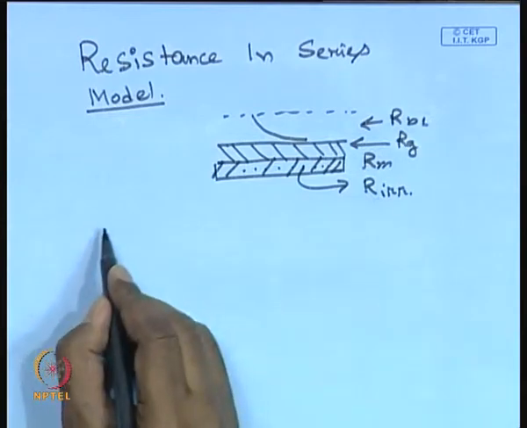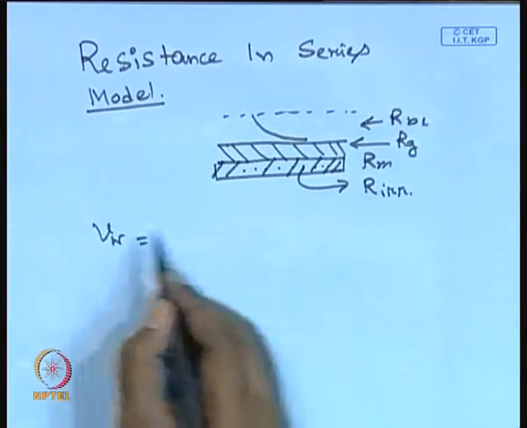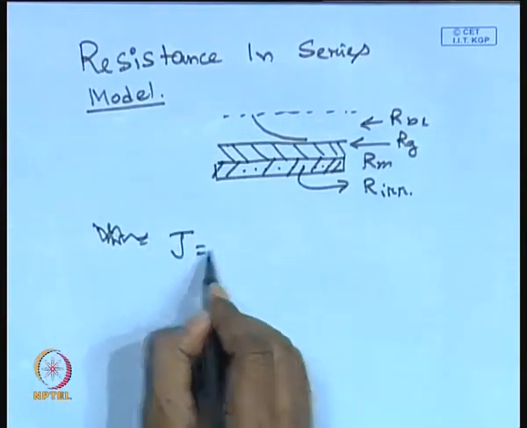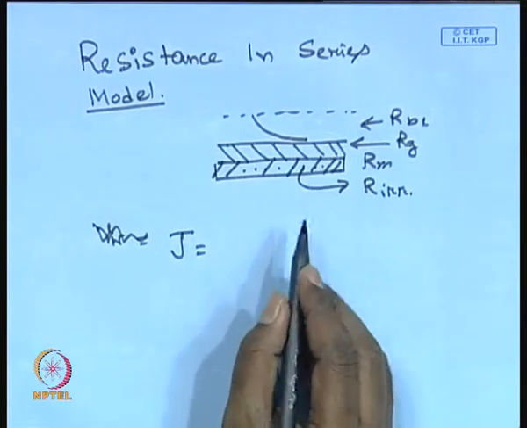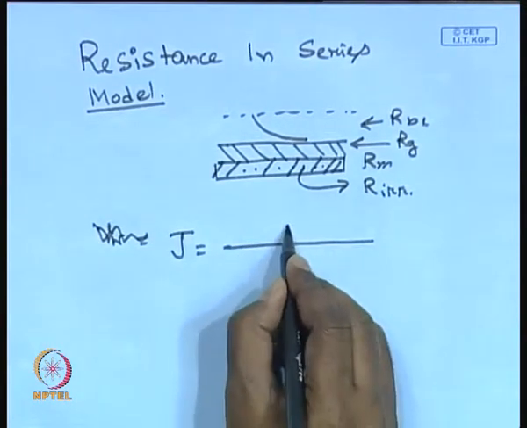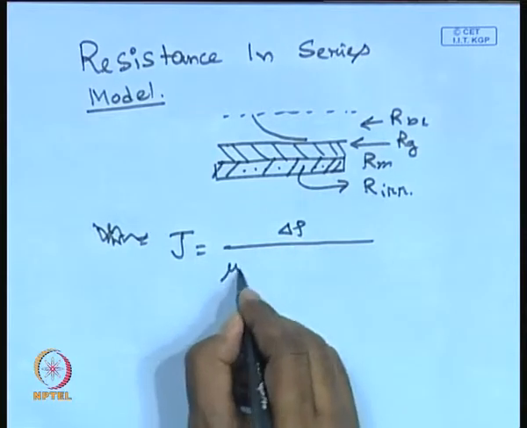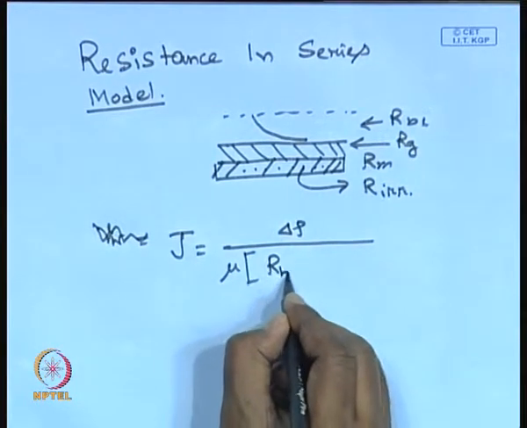Then it is assumed that the permeate flux, which we have indicated as J, is nothing but the driving force divided by all the resistances.